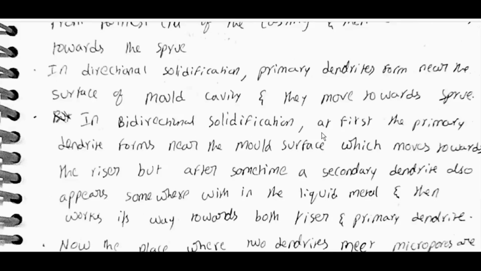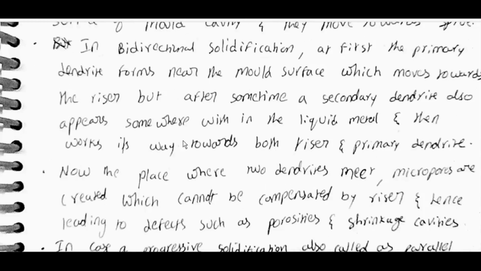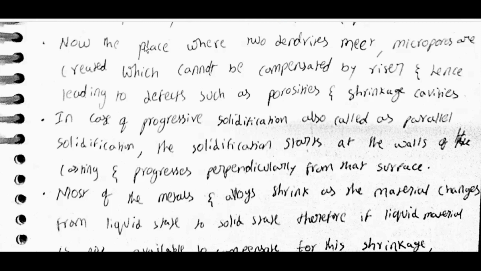In bidirectional solidification, at first primary dendrite forms near mold surface, which moves towards the riser, but after some time a secondary dendrite also appears somewhere within the liquid metal, and then works its way towards both riser and primary dendrite. Now the place where two dendrites meet, micropores are created which cannot be compensated by riser and hence leading to defects such as porosities and shrinkage cavities.